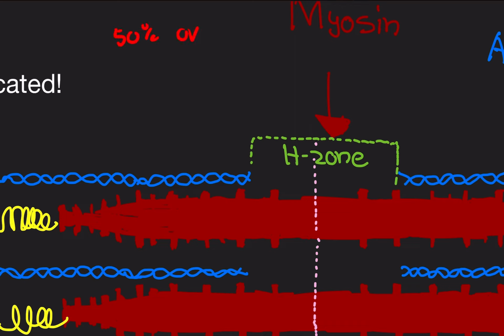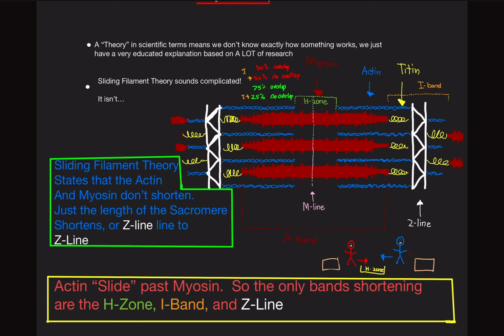Hopefully this made sense. The only big takeaway of sliding filament theory is that actin and myosin actually don't shorten. You're not cutting off sections of actin and myosin to contract. No. That's not what's happening. It's just getting shorter because we're just compressing it. And what basically happens is they're sliding past each other. That's what the sliding filament theory states.